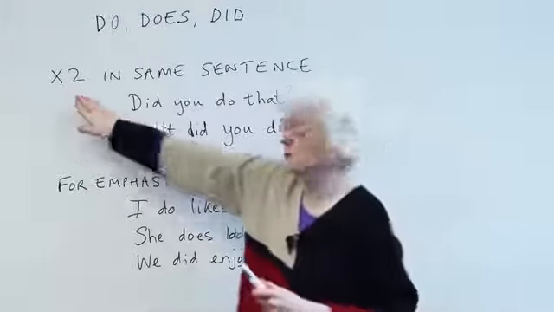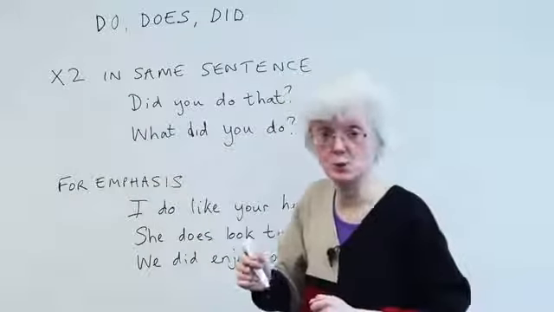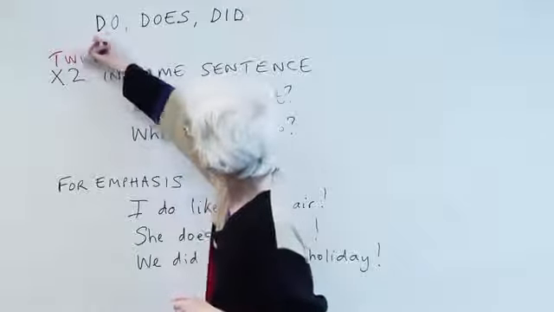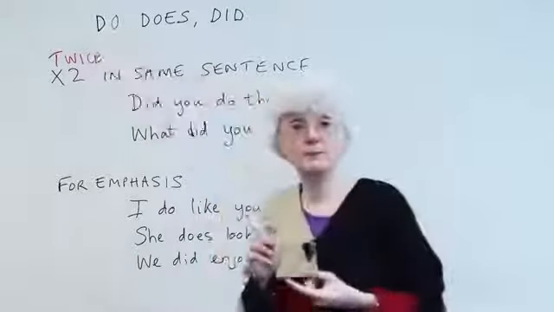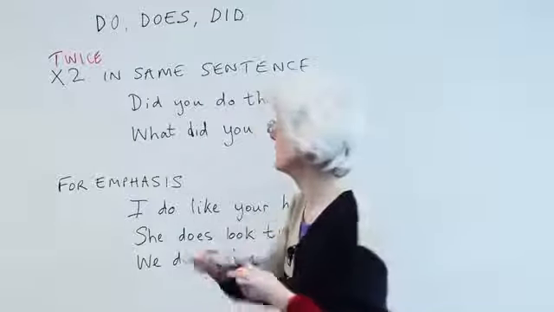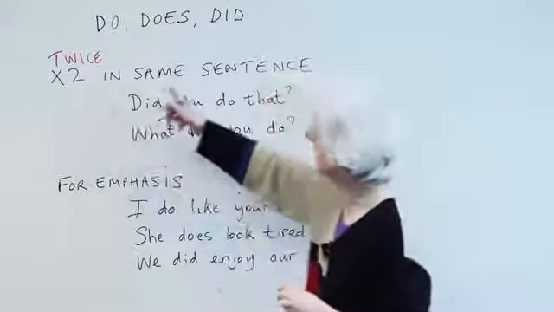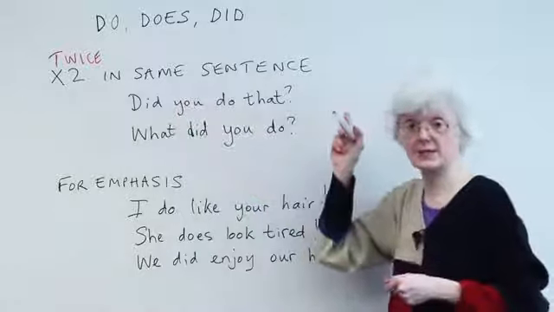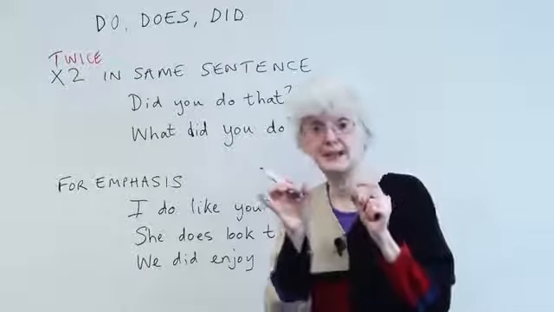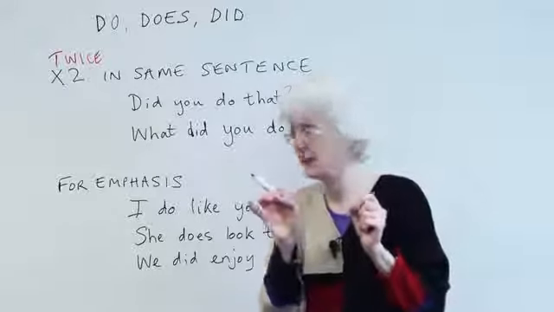First of all, this, I put x2, but it means twice. Twice means two times. Two times, times two, in the same sentence. So the verb to do can appear twice in the same sentence. Okay?